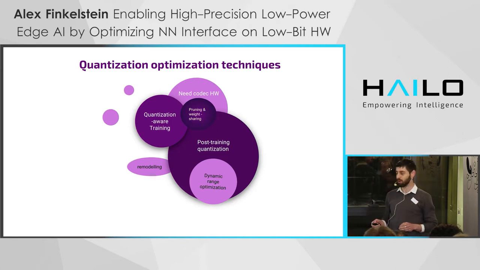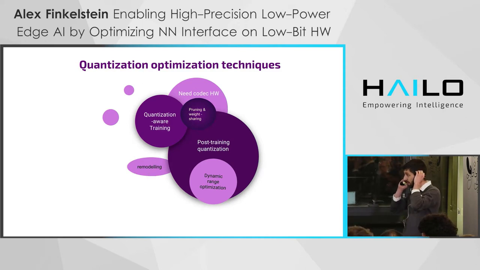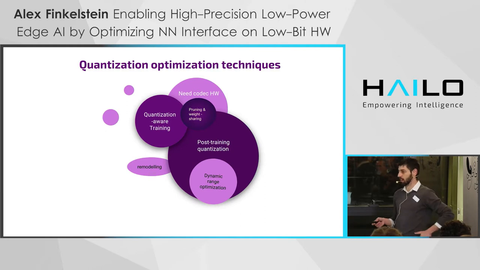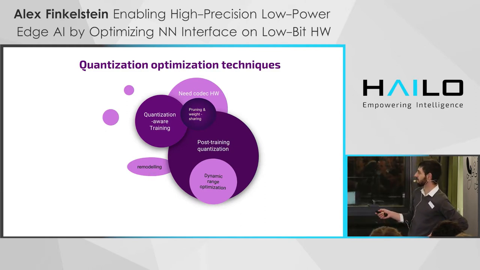The other half of the techniques is what's called post-training quantization. It's a little bit of a soup of words, but what we mean here is that we finish training, we don't train again, we don't have the resources. It's a very relevant practical case. And then we just make some mathematical tricks to improve the results. Eventually most of these are somehow related to dynamic range optimization, the thing that we are talking about all the time. And there are some very famous techniques around pruning and weight sharing and stuff like that.